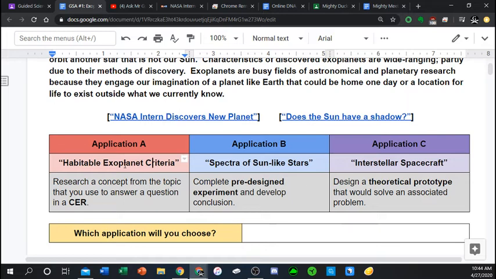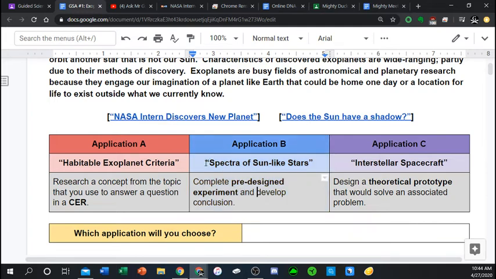So look at application B. I'm going to show it to you in a second. If you don't have the materials, you have to do A or C. If you have the materials, you can do B. You don't have to do B if you have the materials. It's your choice. It's your comfort level and your choice. But application B, this right here, requires certain materials. If you don't have them, you can't do it.